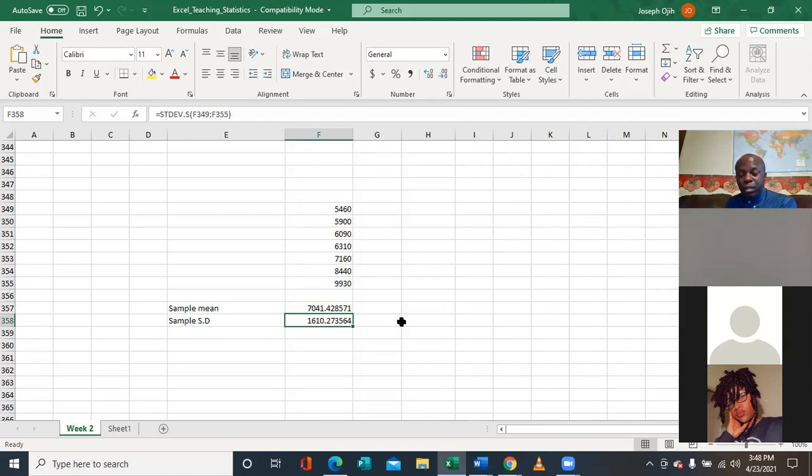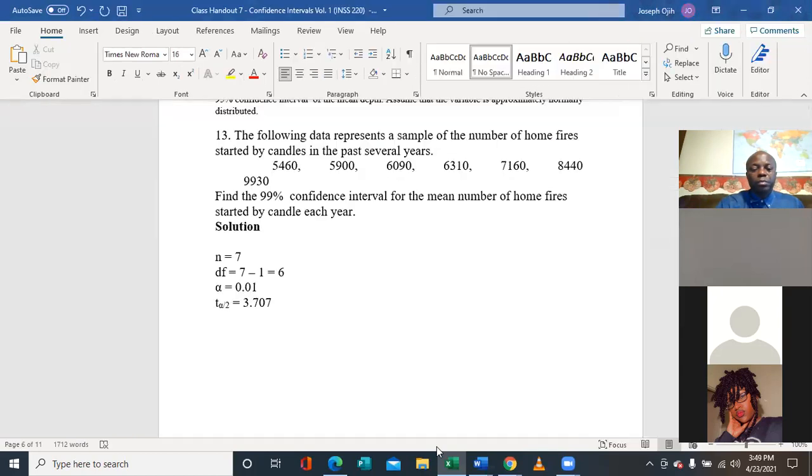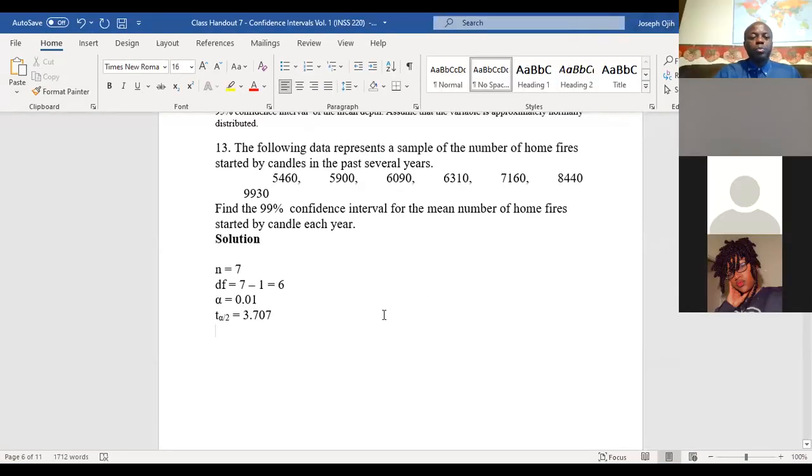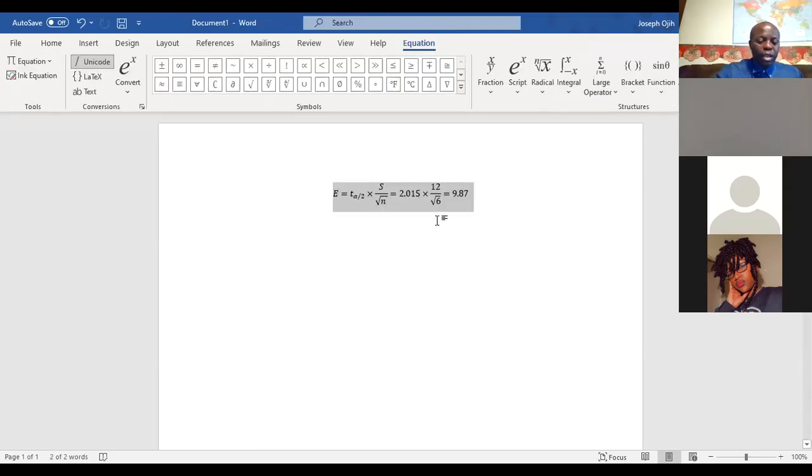1610.27. So you can go down to our work and then put this information. The sample mean, we don't have the character here, so I'm going to get the character from the other workbook. Sample mean will be X bar.